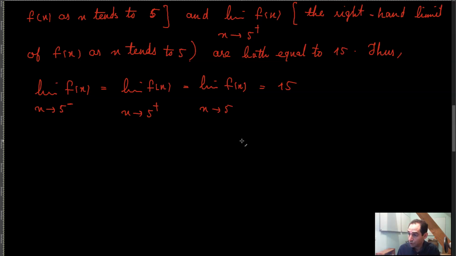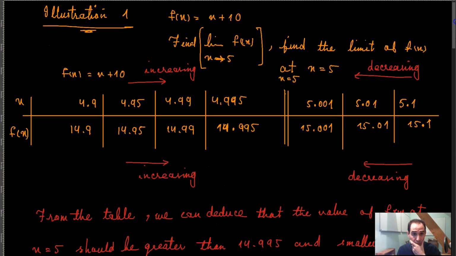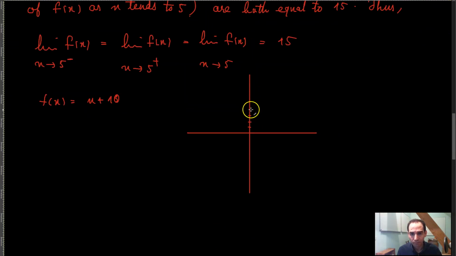In this figure, we note that as x approaches 5 from either right or left, the graph of the function approaches the point 5, 15. Now, if you have f of x equal to x plus 10, the graph of your function would be like this. This is y, this is x. And this line would be f of x is equal to x plus 10.